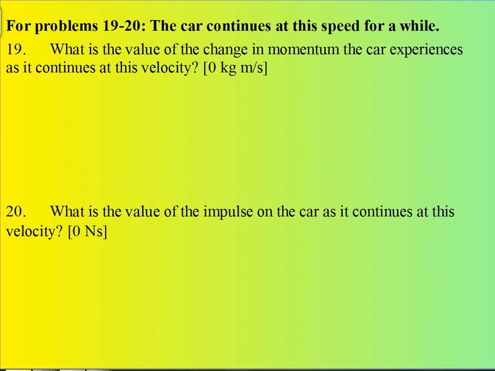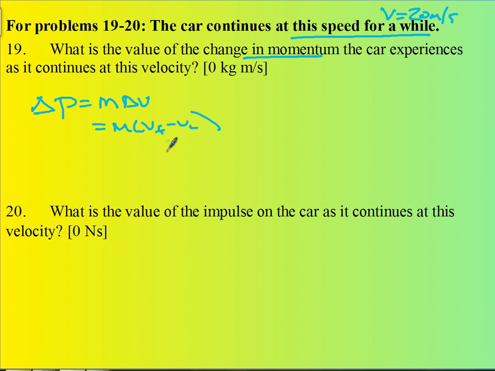Now, for the next couple of problems, the car continues at this speed for a while. So the car is going on at a constant velocity of 20 meters per second. Now, what is the value of the change in momentum the car experiences? The change in momentum is m delta v, or the mass times v final minus v initial, however you want to put it. But if it's going at the same speed, then v final minus v initial is 0, or delta v is 0.